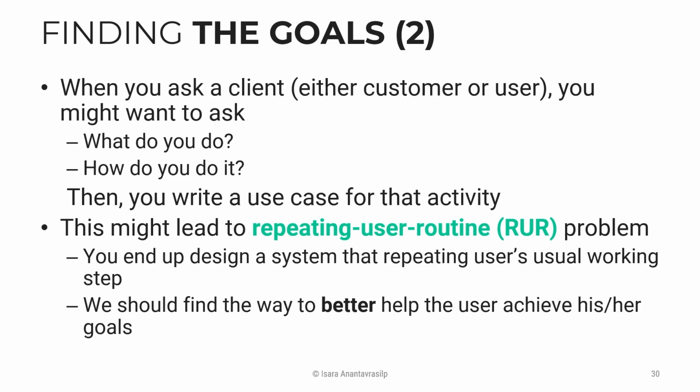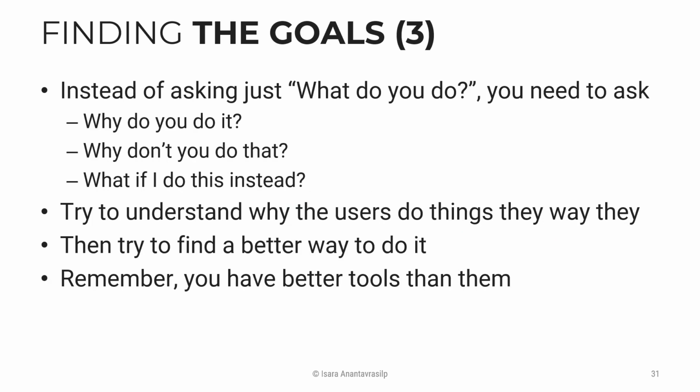Ask them, is there any logical reason why they're doing that? What prevents you from doing something better? Sometimes they have reasons, sometimes they just say, because this is how we do it. This is your job then to find better solutions for them. So instead of just asking, what are you doing? How do you do it? You also need to ask, why do you do it? Why don't you do that? What if I do this instead? Try to understand why the users do the things they do, then try to find a better way to do it. Remember, you have better tools, you have better eyes than them.